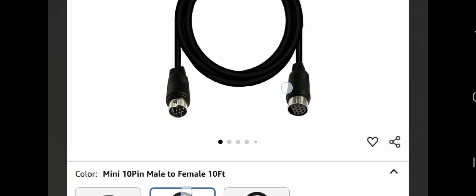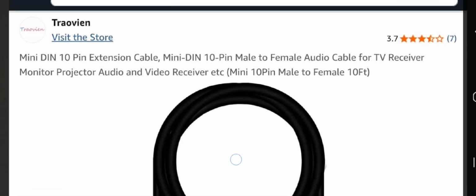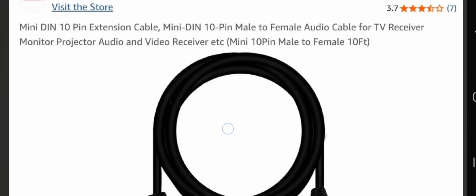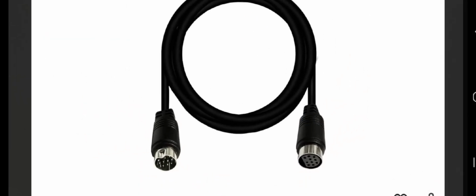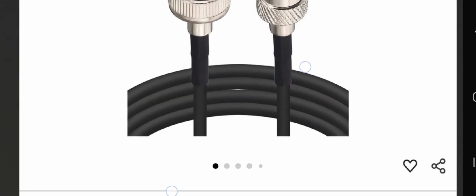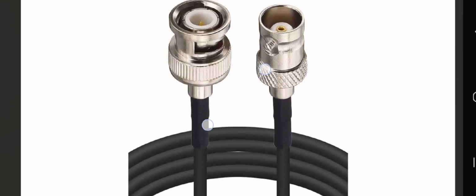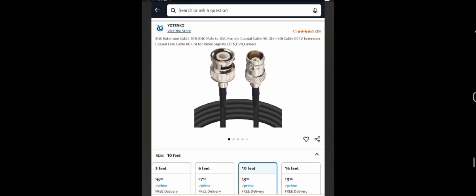Let's look at the purchase links provided. You've got the mini DIN 10 pin extension cable. You can see that. I don't know why Yaesu aren't producing this kit anyway, because it's so obvious that it's something that everyone needs to have.